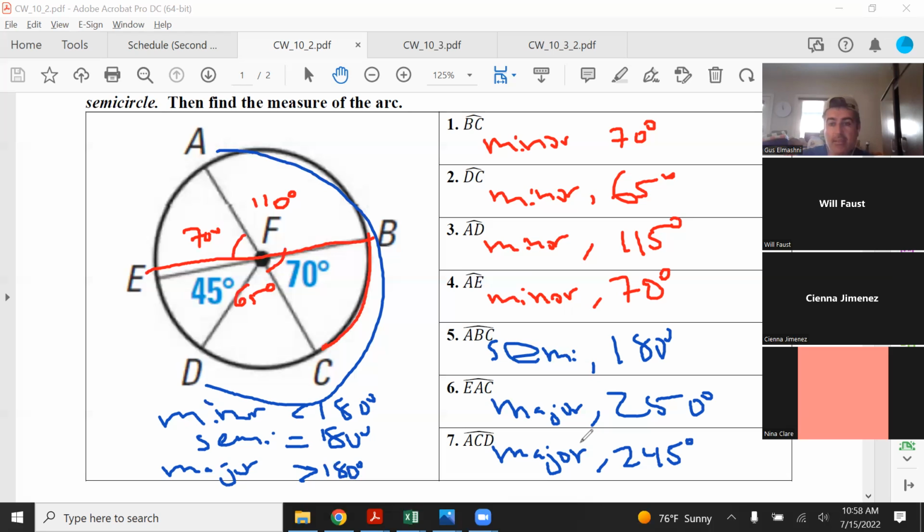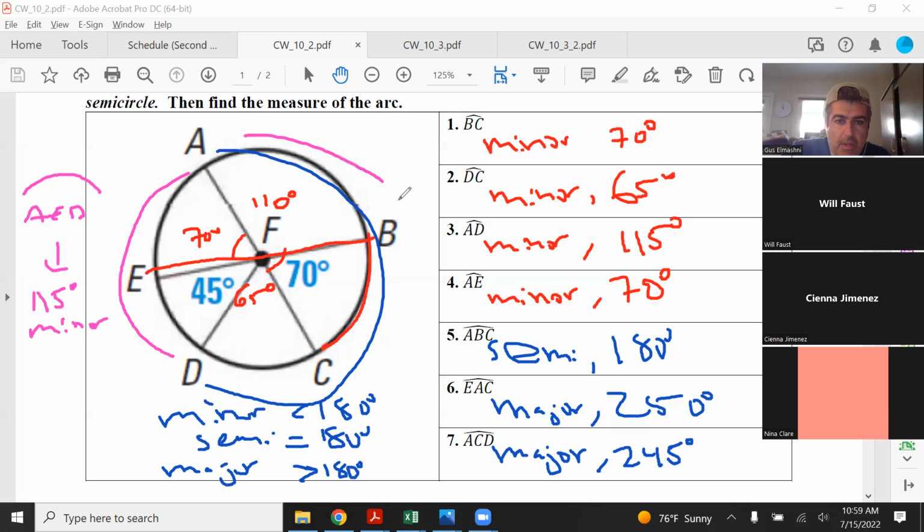Like I could have said AED, for example. If I did arc AED, you do that little portion of a circle right above it that indicates it's an arc. Arc AED, that measure would be 115 degrees, and that would be minor since it's less than 180. But ABD would be all this right here, if I did arc ABD. So sometimes it's better to have 3 letters so you're more clear about what you want.